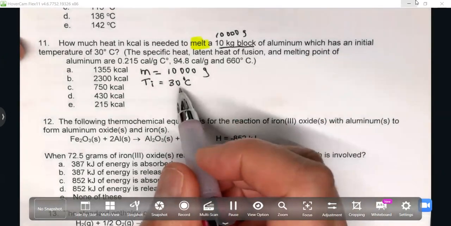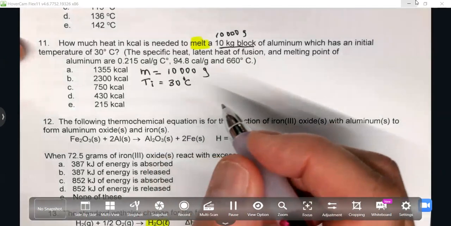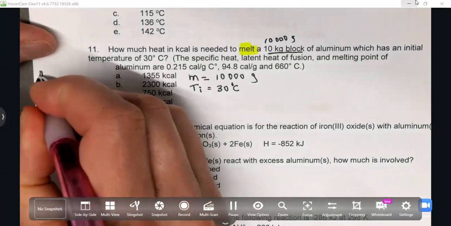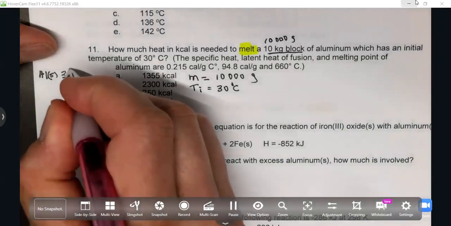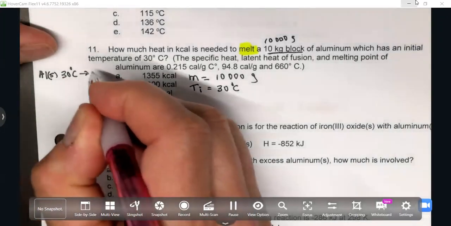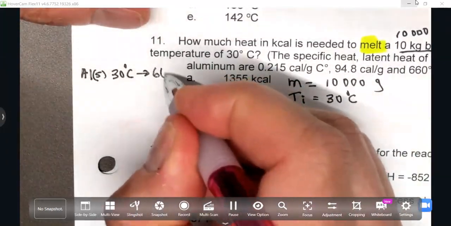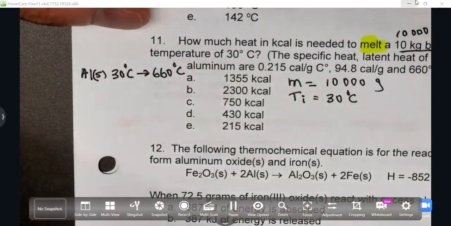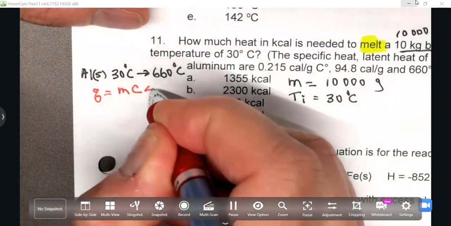We're going to melt this thing. Well, we can't melt it until you get the temperature to its melting point, right? So there are two things we have to do here. We need to get aluminum solid from 30 degrees Celsius to 660. That's the very first thing you have to do. Now, what's the formula for that going to be? Q is equal to mC delta T.